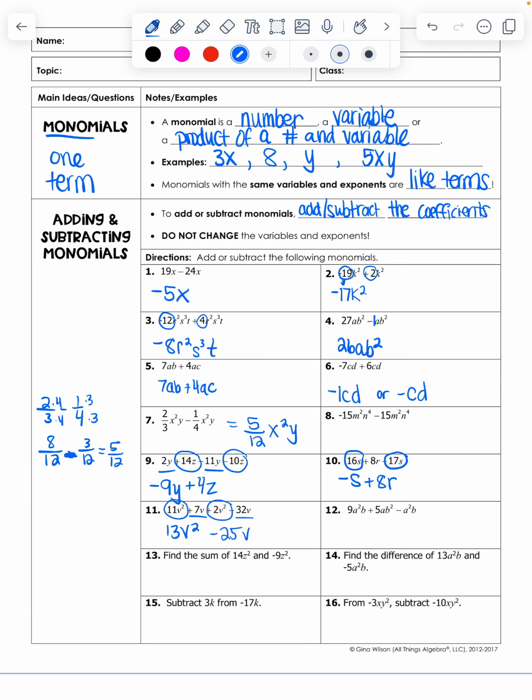Careful, number 12, some of them look very similar, but the only two that combine are 9a squared b minus 1a squared b, so that would be 8a squared b, and then plus 5ab squared.